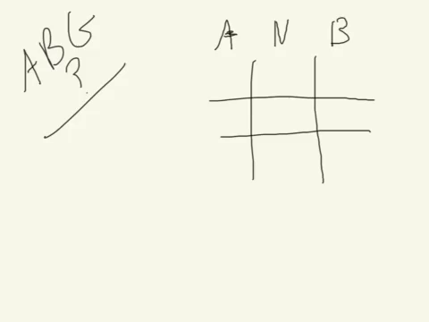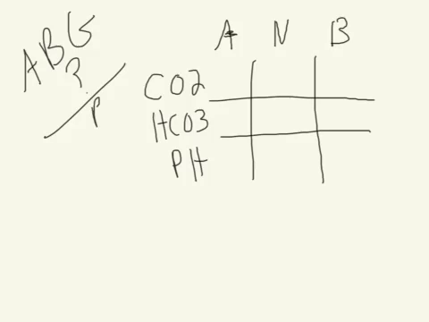Then over on the left side, our first bracket is going to be CO2. Our second one is going to be our bicarb, HCO3. And at the bottom, we'll do our pH. Before we get into this, we need to remember that CO2 is more of our respiratory value and bicarb is more of our metabolic value. Knowing these can help us better interpret our arterial blood gases.